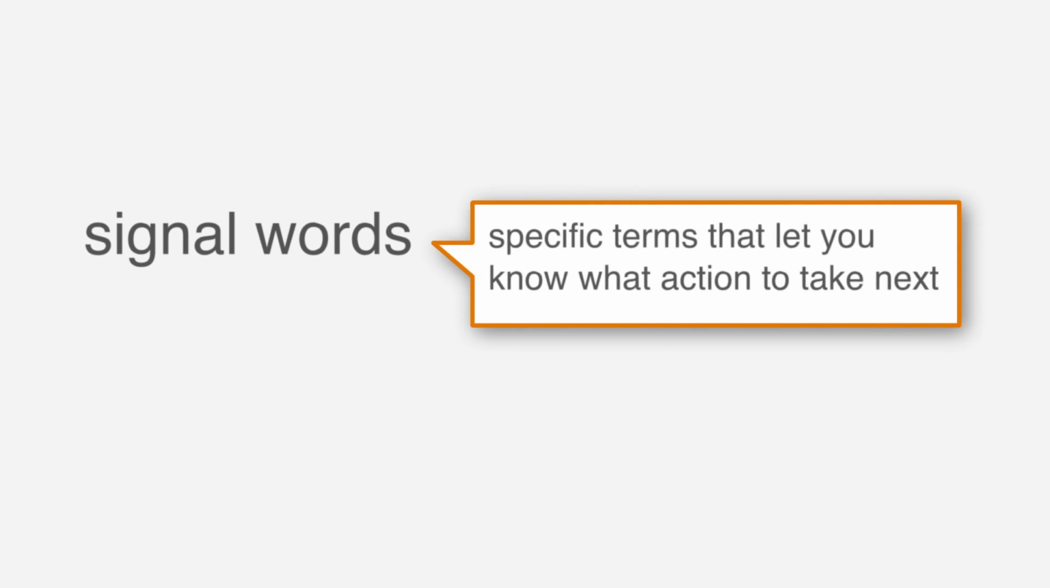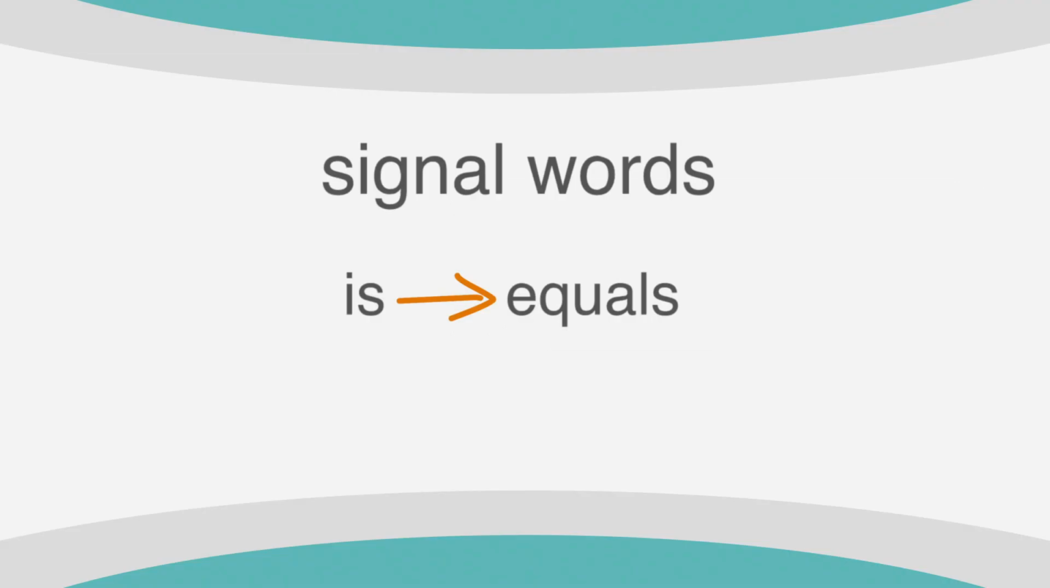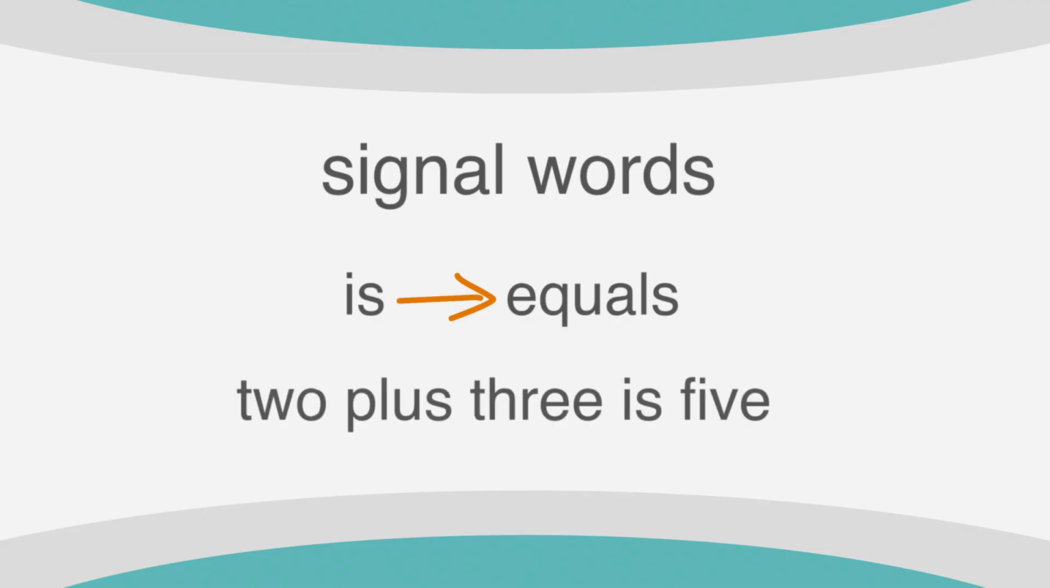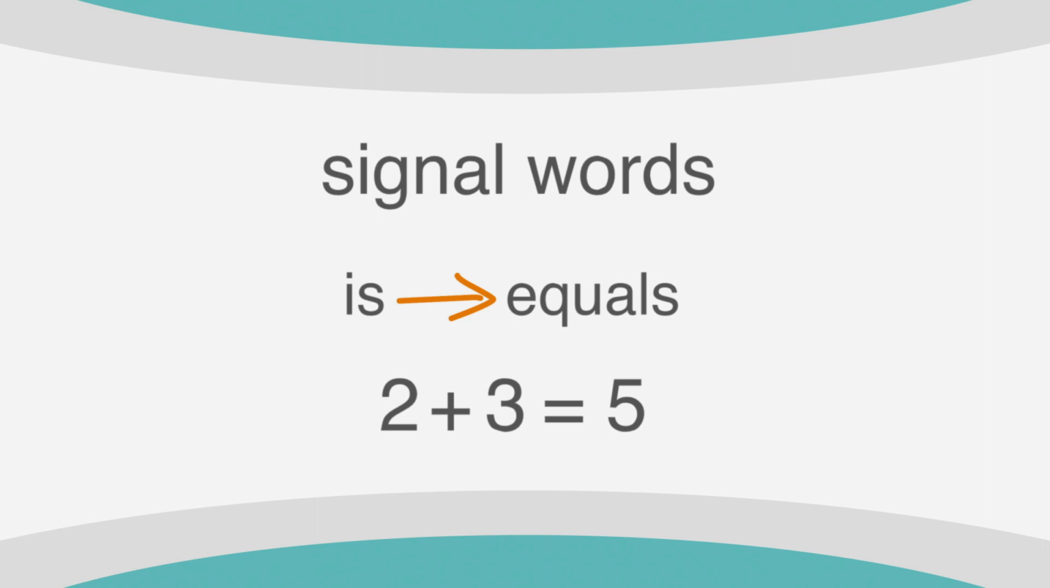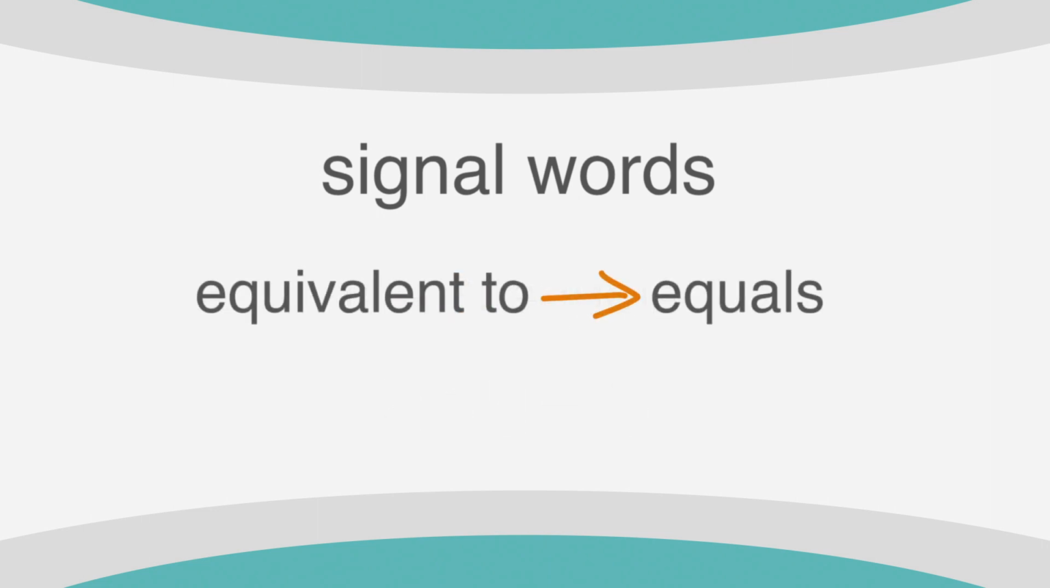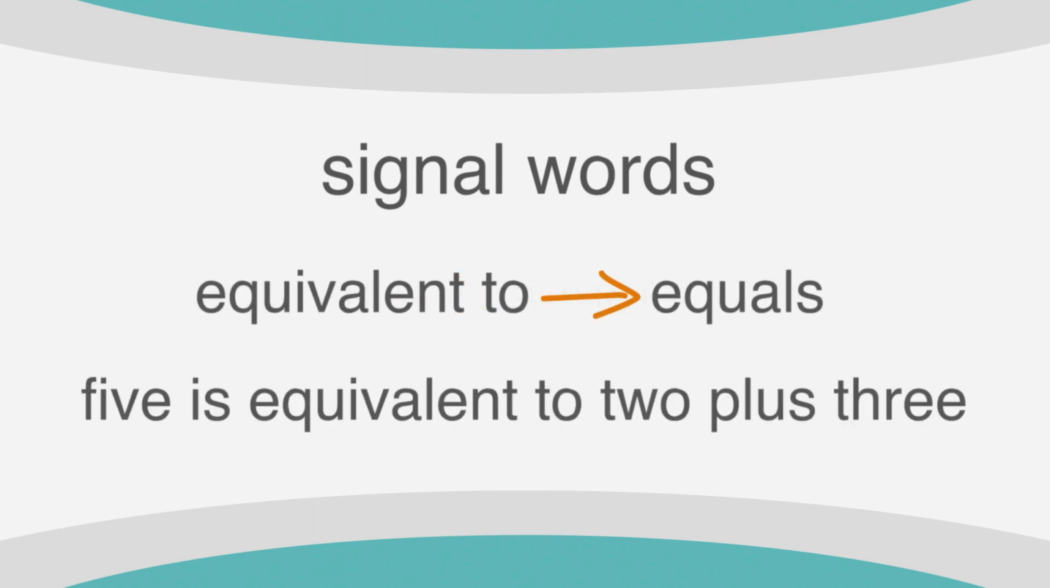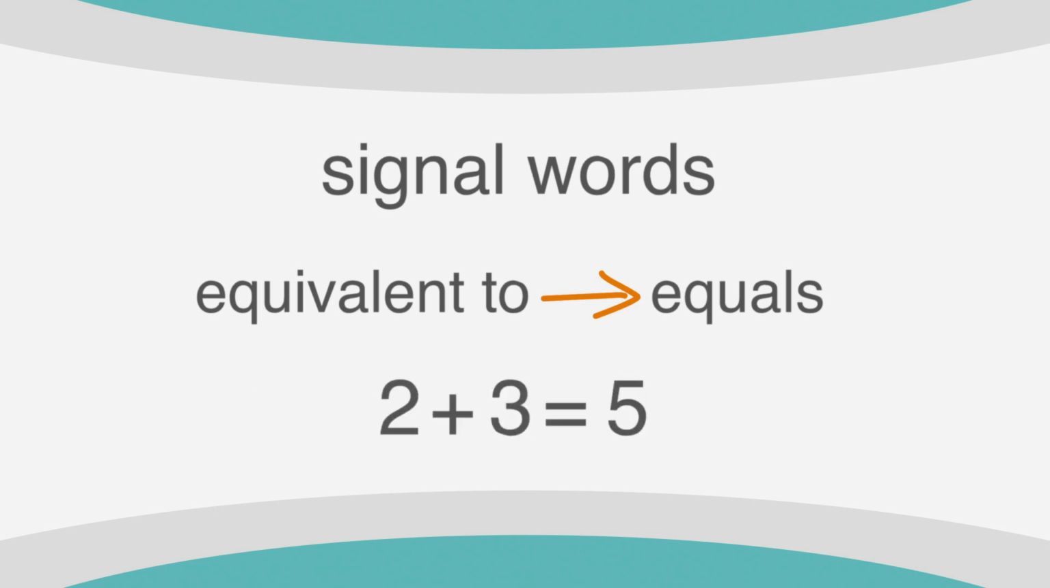Let's start with a quick refresher on signal words. Signal words are specific terms that let you know what action to take next. For example, the word is signals equals. So 2 plus 3 is 5 means 2 plus 3 equals 5. The phrase equivalent to also means equals. 5 is equivalent to 2 plus 3 translates into 2 plus 3 equals 5.